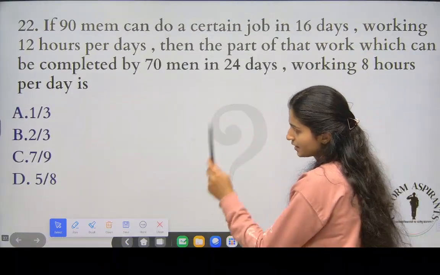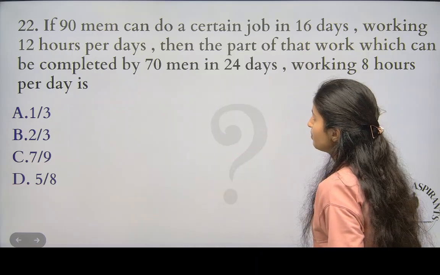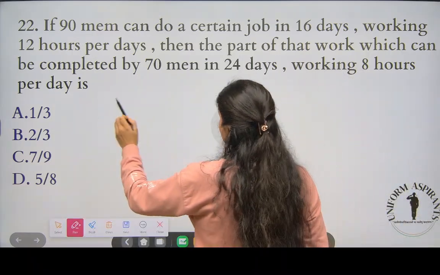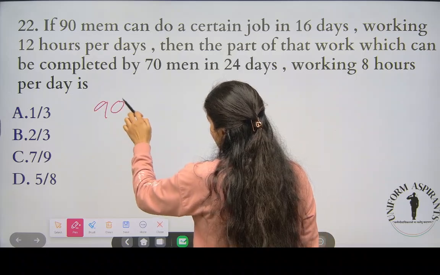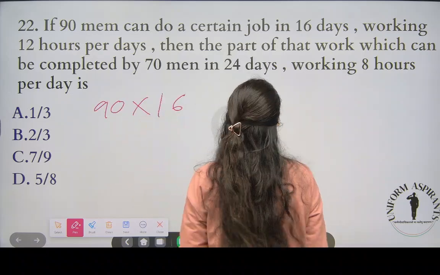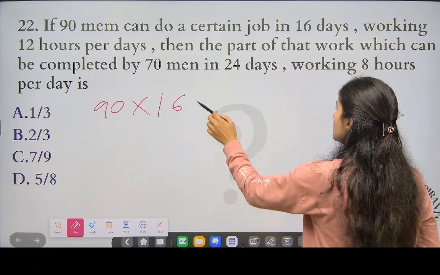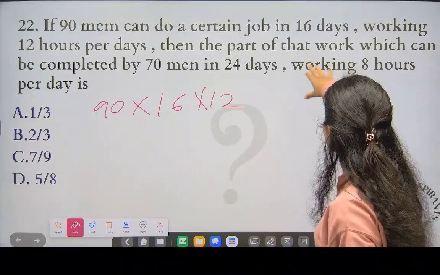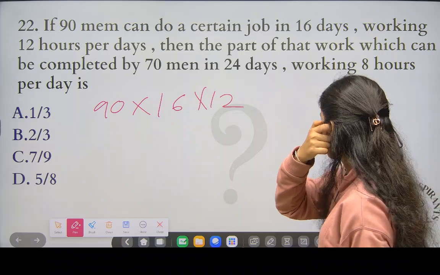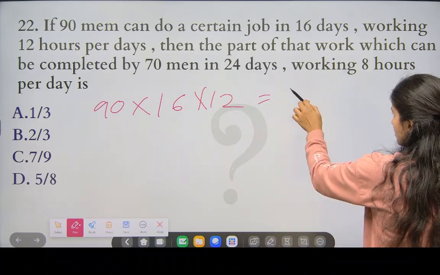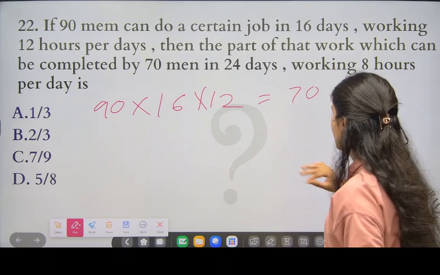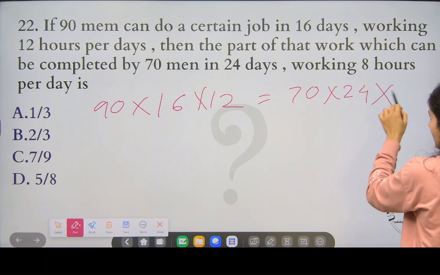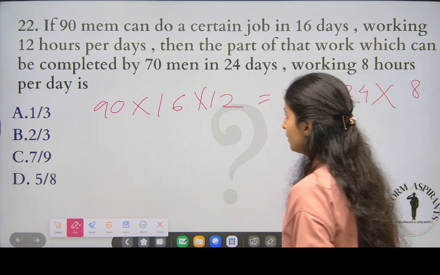Okay, 9 men, that is men, spelling mistake. 9 men can do a certain job in 16 days, working 12 hours per day, then the part of that work which can be completed by 70 men in 24 days, in 8 hours per day.